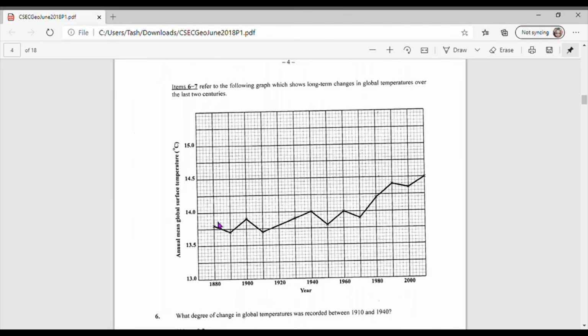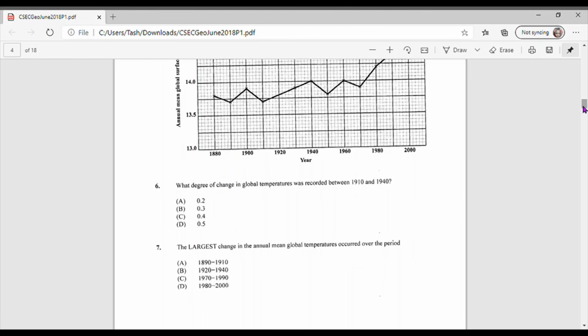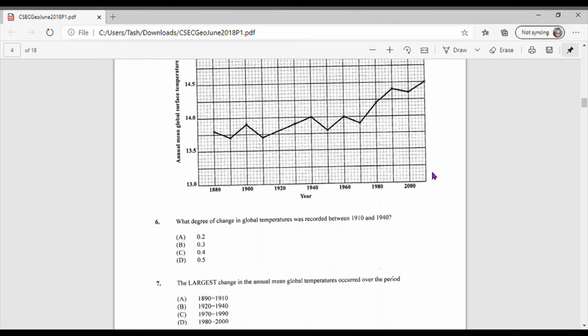Items 6 to 7 refer to the following graph, which shows long-term changes in global temperatures over the last 2 centuries. What degree of change in global temperatures was recorded between 1910 and 1940? So since it is asking for a degree of change, we need to look at the graph. It says between 1910 and 1940. So this is 1900 to 1920. Right in the middle here would have been 1910. And then it goes to 1940.